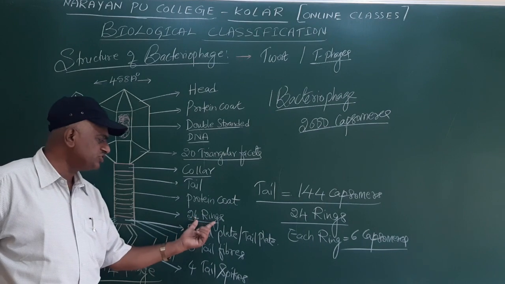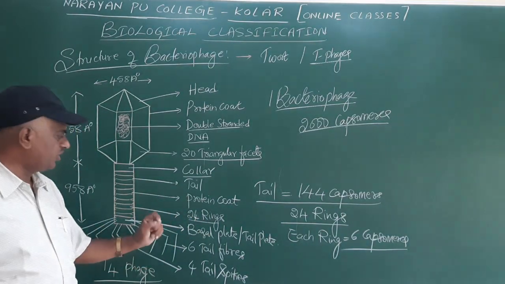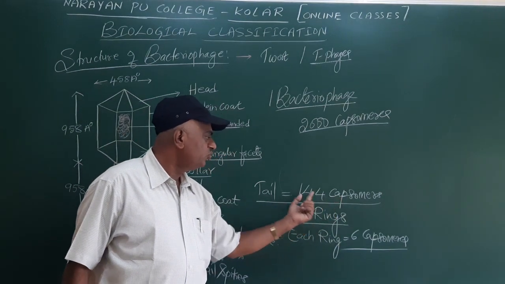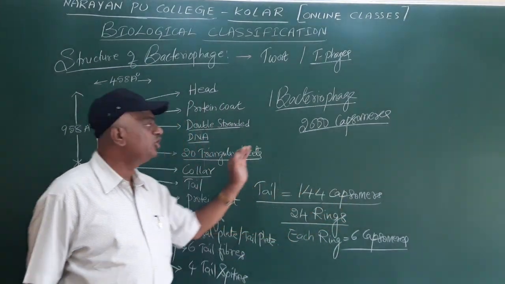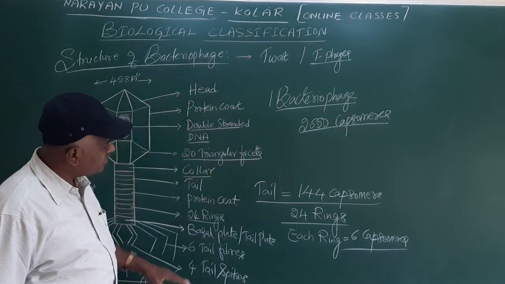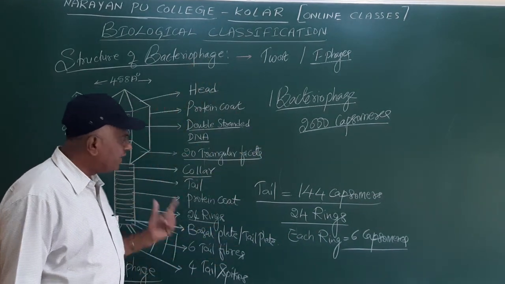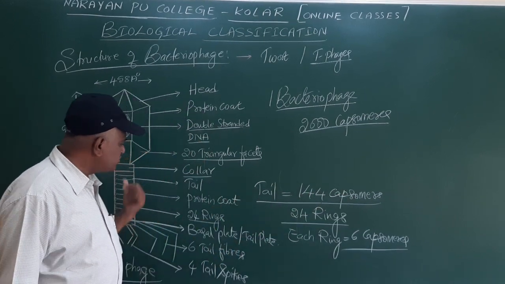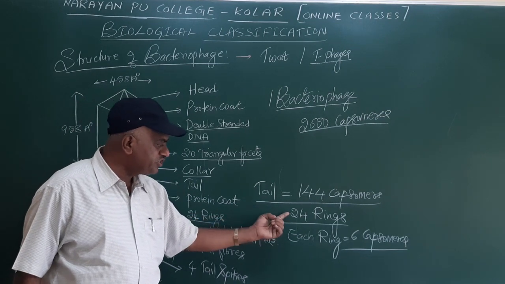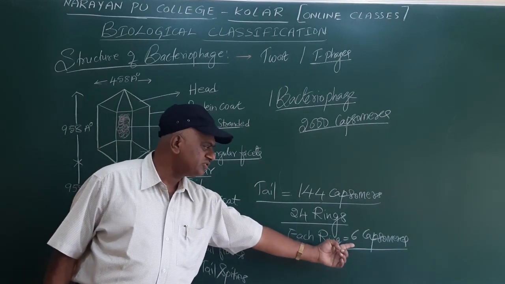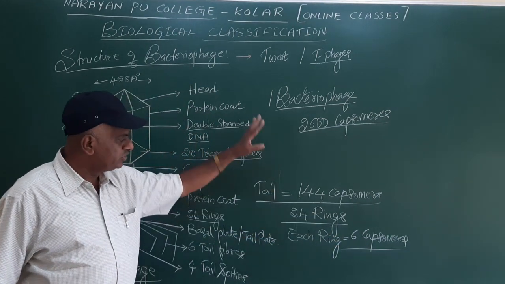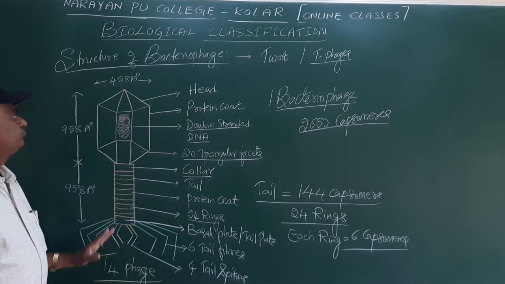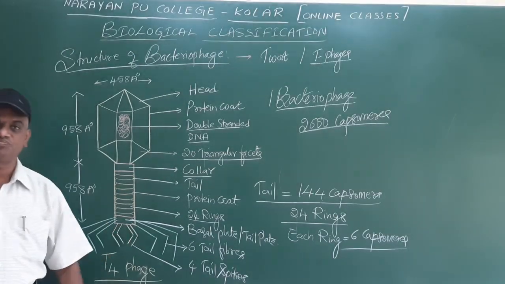The tail has 24 rings. It's not 20, it's 24. The tail alone has roughly 144 capsules. As I said, there are 2000 capsules in a complete bacteriophage, and the tail alone has 144 capsules. There are 24 rings, and each ring has 6 capsules, forming 144 capsules in the tail. So this is about the bacteriophage.